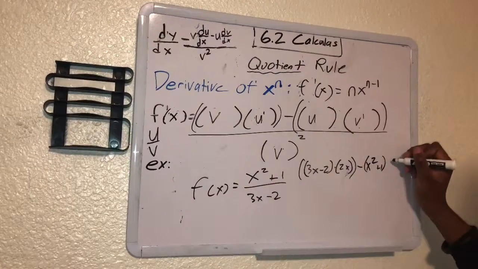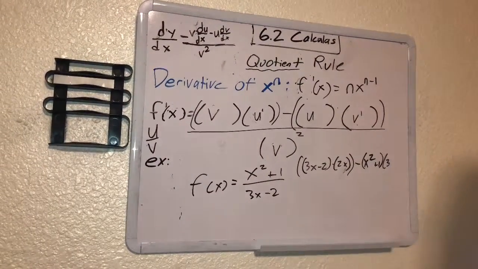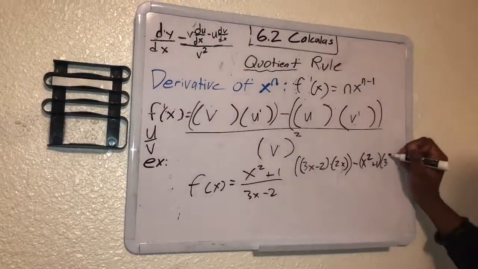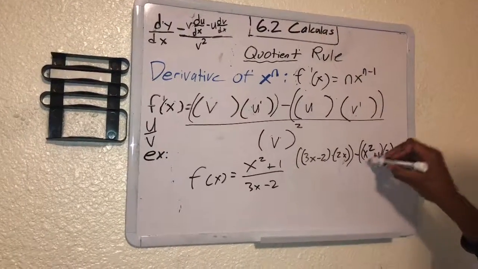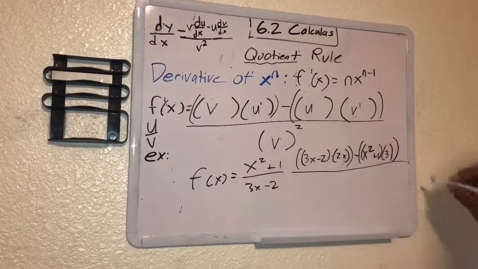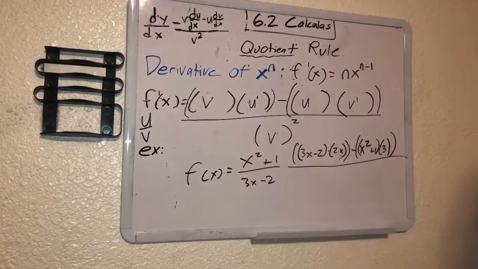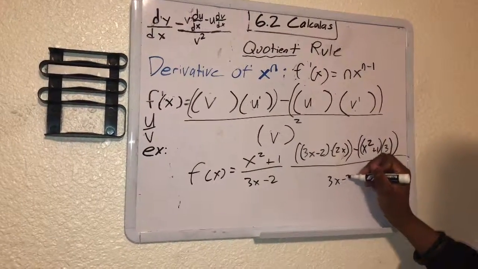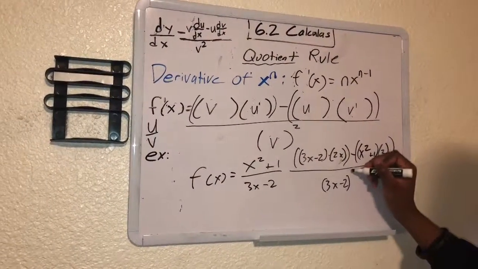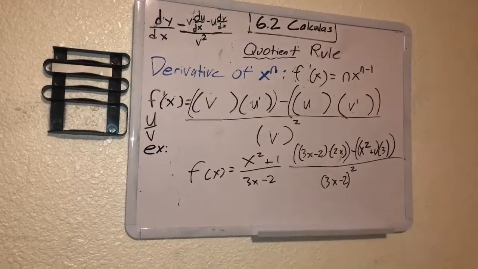So then we have 3, and then that whole thing is divided by v squared, and v is over here. So we have 3x minus 2 squared. So that would be your answer.